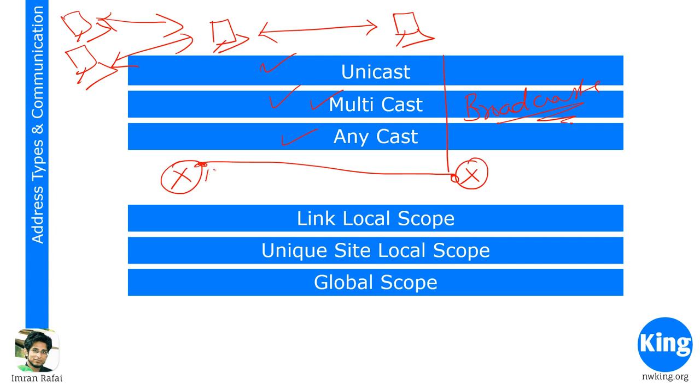Link local IP addresses are IP addresses that start with FE80, and they're normally denoted by FE80::/64. Similarly, you're going to have an FE80::/64 on the other interface. This IP address is used only for local communication.